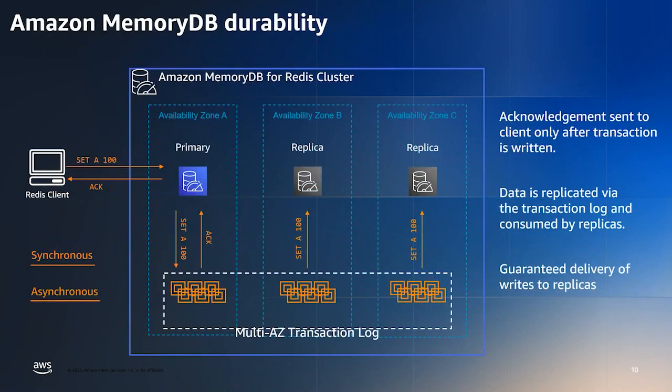Second, MemoryDB achieves full durability. If you're familiar with open source Redis, it stores all data in memory, and if the primary node goes down before the replication has completed, then data is lost. We have solved this problem in MemoryDB by using an internal technology called the multi-AZ transaction log. Only after the write is successfully written to the durable transaction log does the primary node respond to the client with a success, providing strong durability.